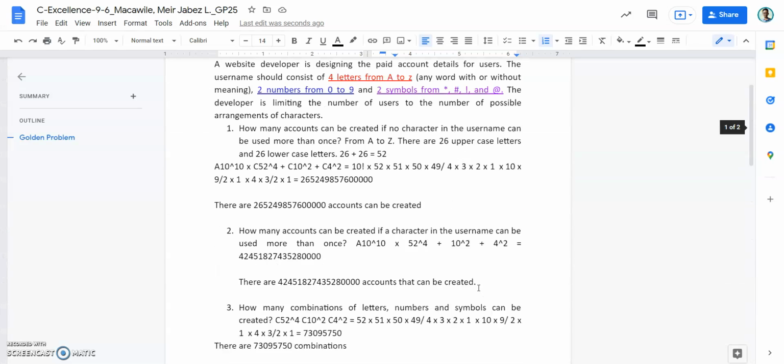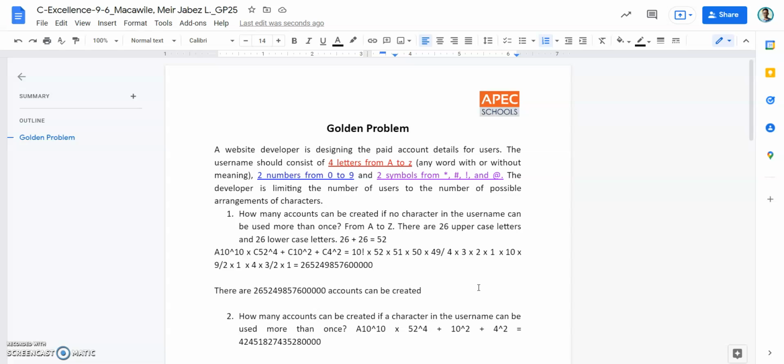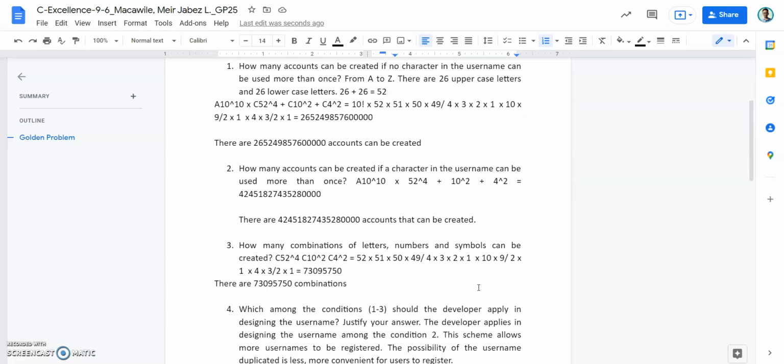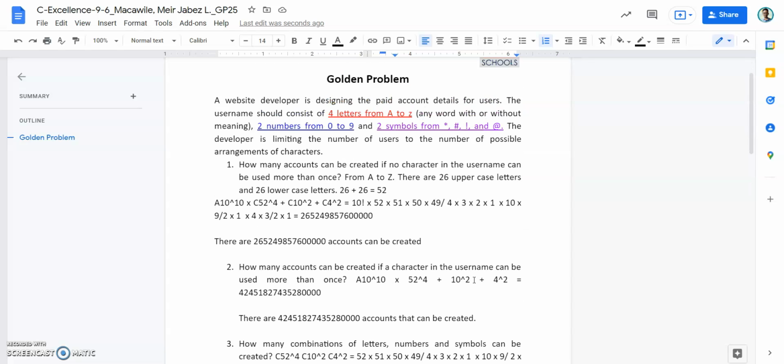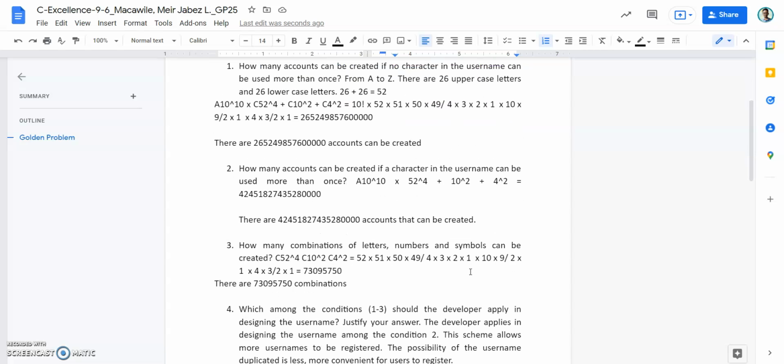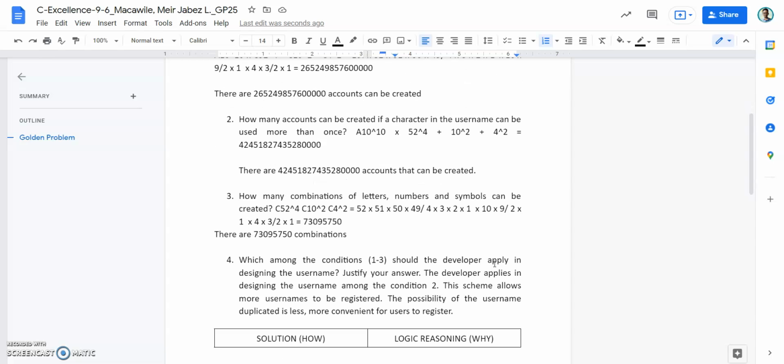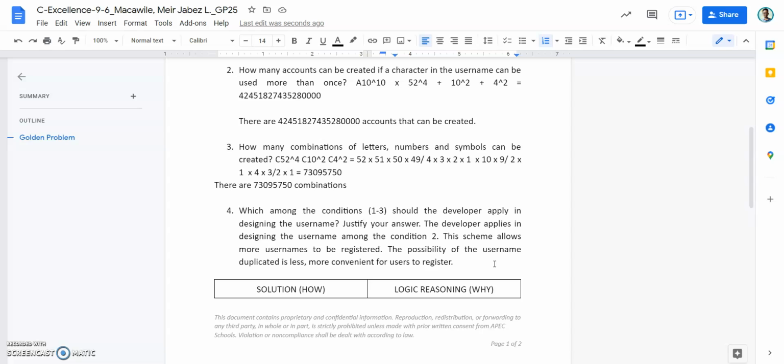So that's it for the final golden problem. Step 1 is you need to visualize how many accounts can be created if no character is repeated, and step 2, how many accounts can be created if a character in the username can be repeated, and number 3, just justify how many combinations of letters, numbers, and symbols can be created, and number 4, you can justify the answer.